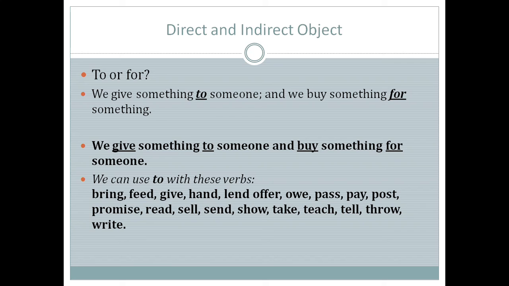We can use to with these verbs. So the preposition to is used with the following verbs: bring, feed, give, hand, lend, offer, owe, pass, pay, post, promise, read, sell, send, show, take, teach, tell, throw, write. So all these verbs we use with the preposition to.